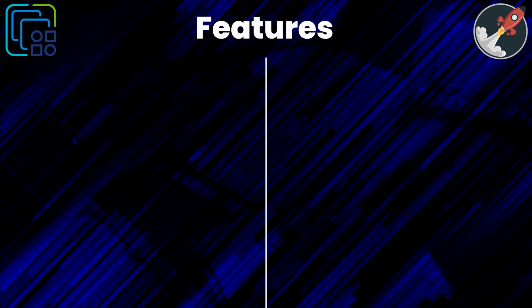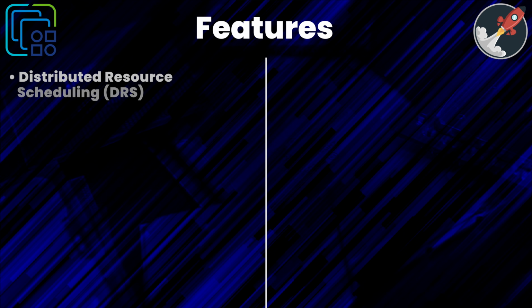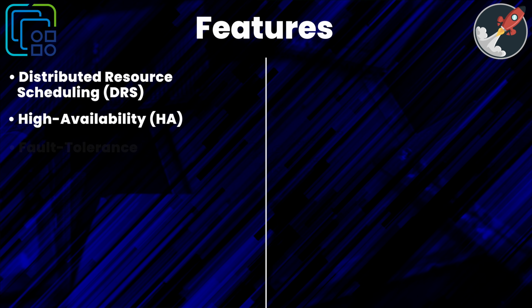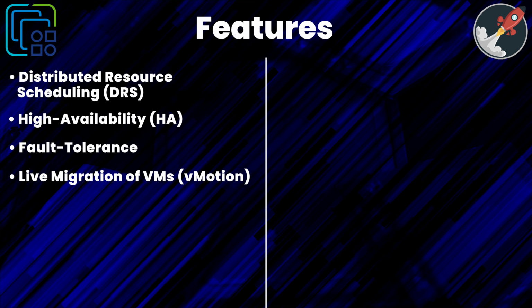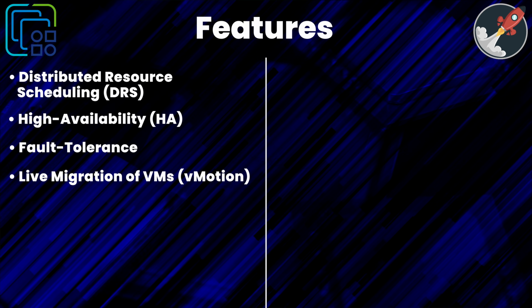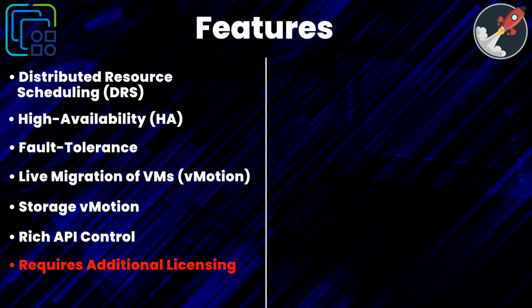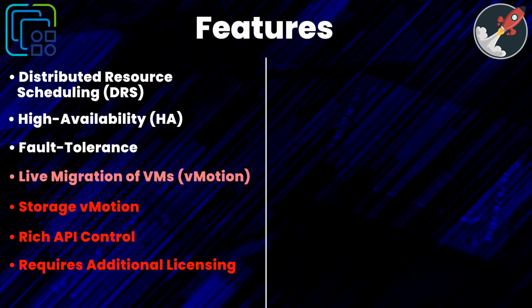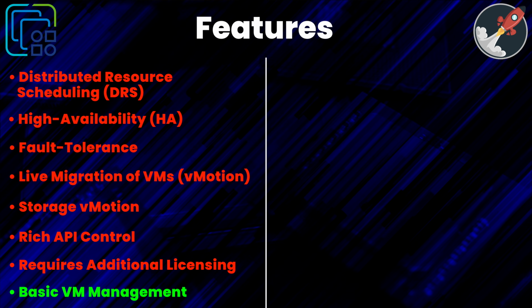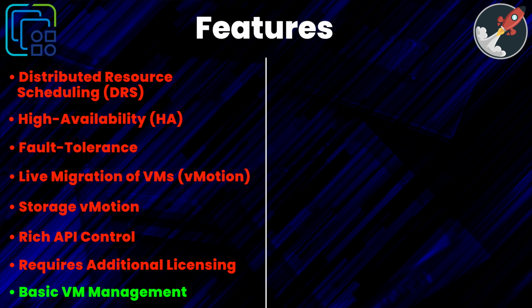More about features next. ESXi offers a wide range of advanced features, including distributed resource scheduling, high availability, fault tolerance, vMotion, which is VMware's term for live migration of VMs, storage vMotion, and API control. However, all of these features require additional licensing to unlock. By default, the best you get with the free version of ESXi is basic VM management out of the box.